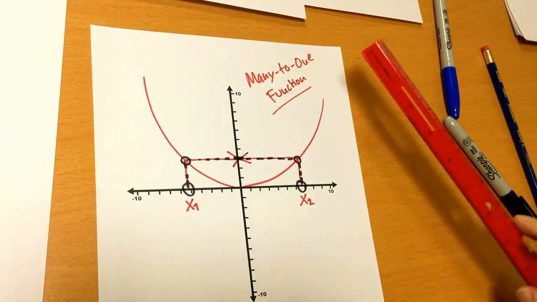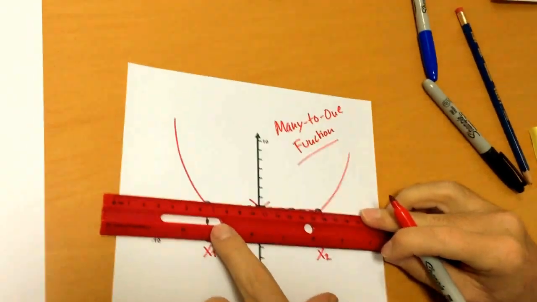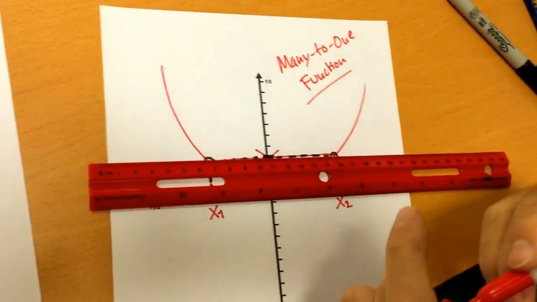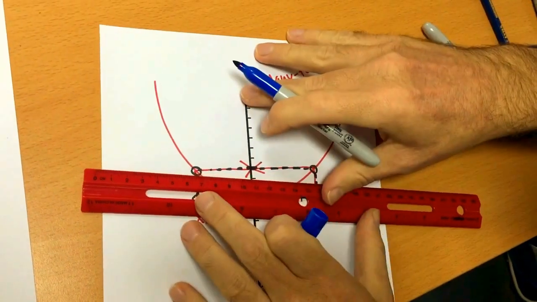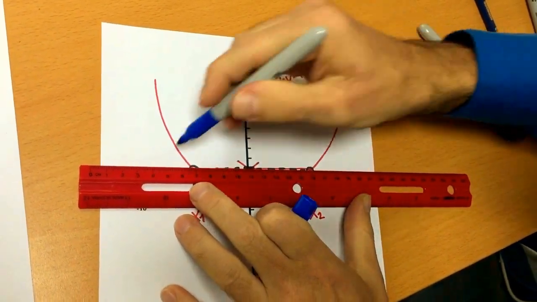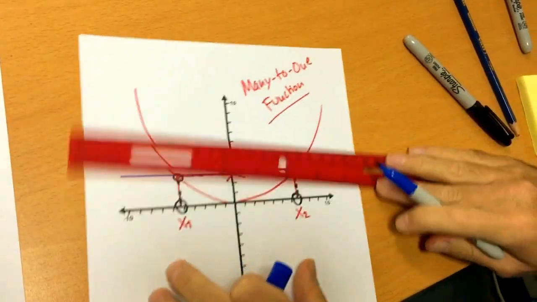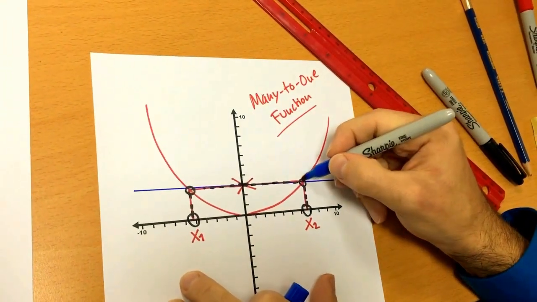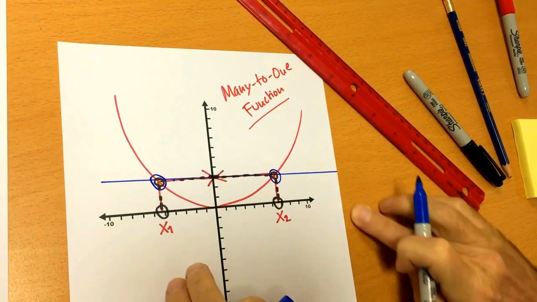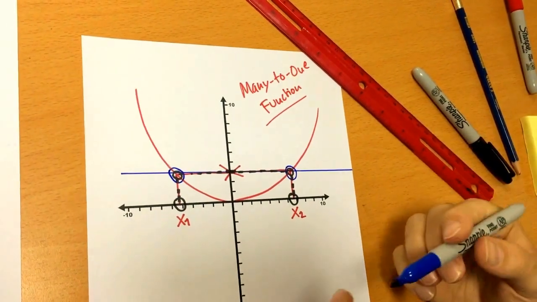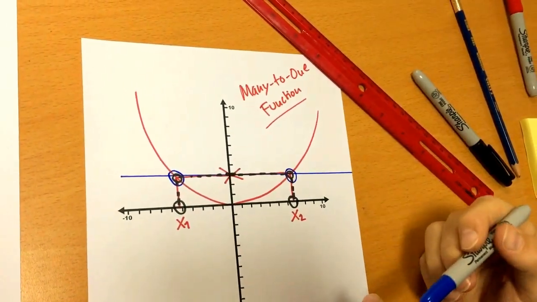So if I draw a horizontal line this time, not a vertical like the other time, if I draw a horizontal line through the graph and the horizontal line passes the curve in two places, here and here, in this case it's here or here, if it passes more places it's also the same consideration. It will be a many-to-one function.